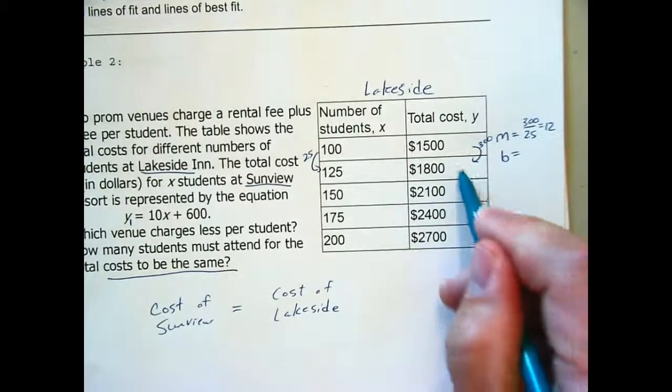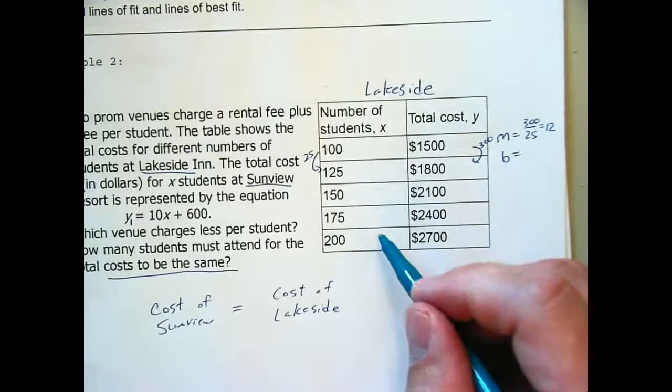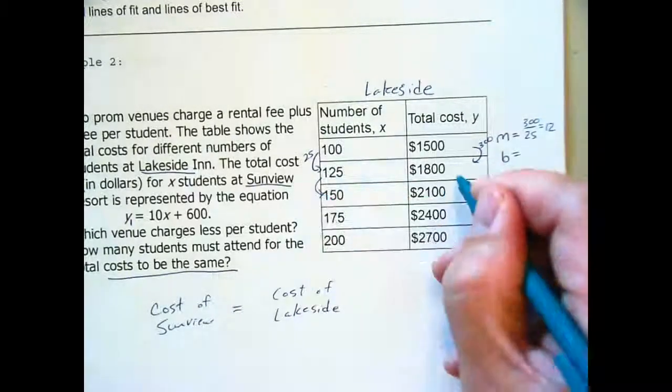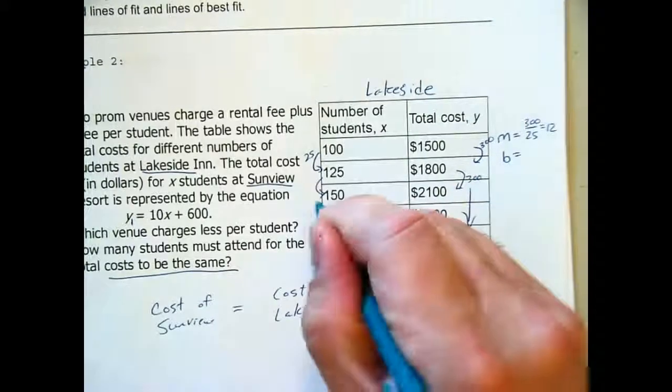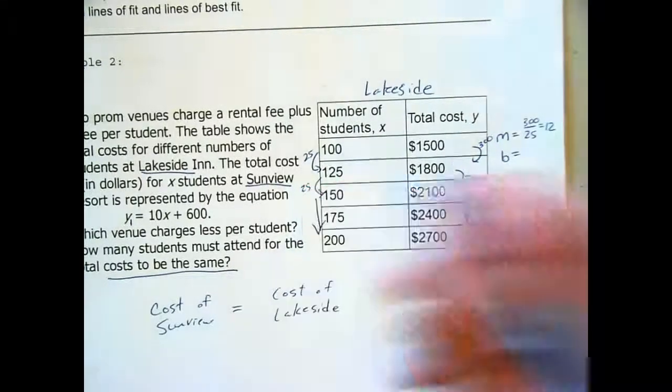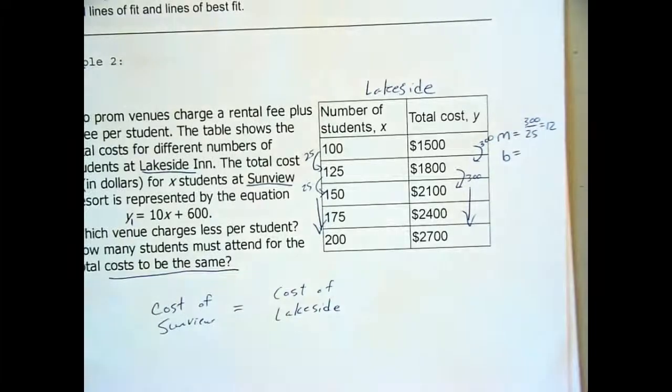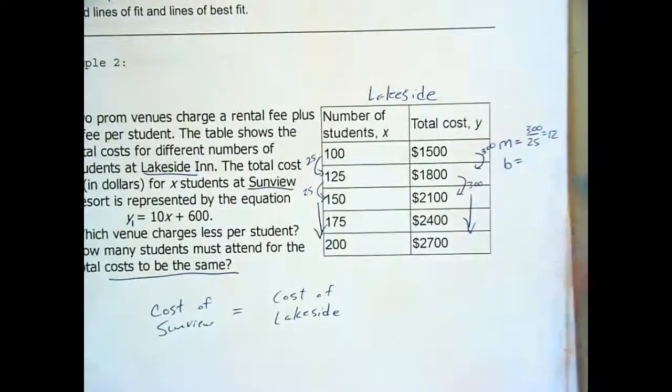Now, does that hold true the whole way? Is it always 25 and always 300? Yeah, it does. That just tells us it's linear. And that's good. Okay. Very good. That's our slope. Nice job. How do we find the y-intercept?